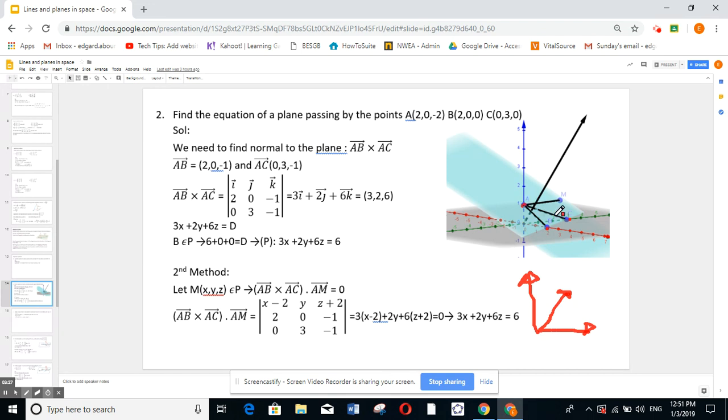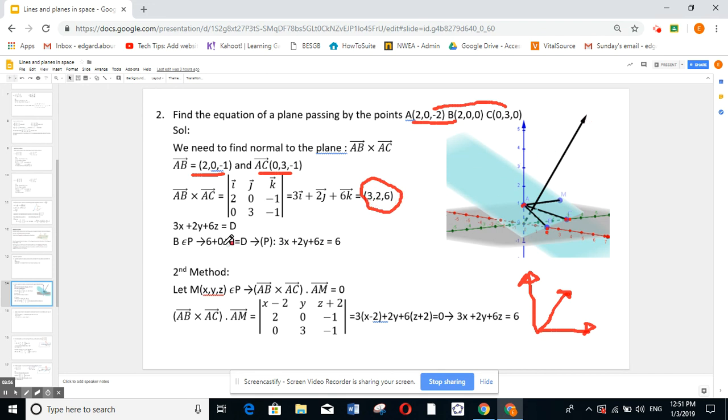So I have point A given, point B is given, and point C is given. What do I do to find the normal vector, which is this black vector? I do AB cross AC. So I find the components of AB, and I find the components of AC. If you have these components, you can check. So I do AB cross AC with i, j, k, AB and AC. I do the product. I'm going to get the normal vector, which is (3, 2, 6).